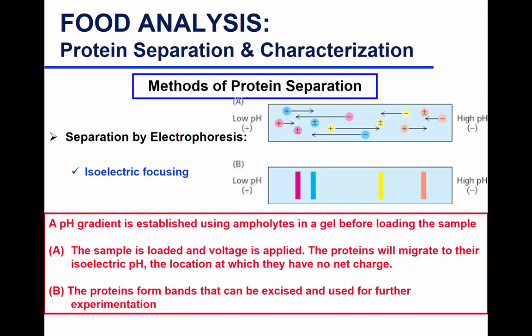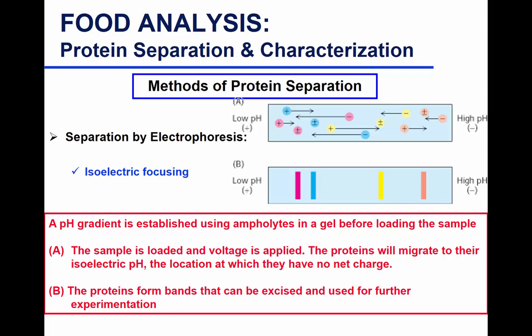Anyway, the way you do that, you get an acrylamide piece of gel, and then you load a mixture of ampholytes. Ampholytes are small polymers that carry both positive and negative charges. Then you run a current. Those that are mostly negatively charged will move towards the positive, and those that are positively charged will move towards the negative. When you stop the current, you have generated a gradient of different pHs. So at each location on your little piece of gel, you have a different pH.